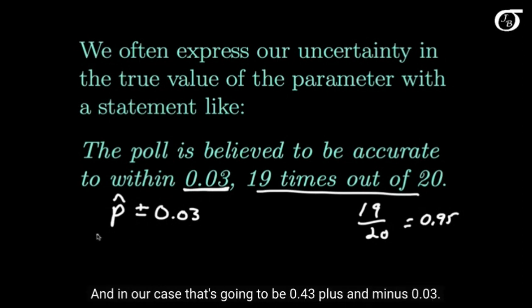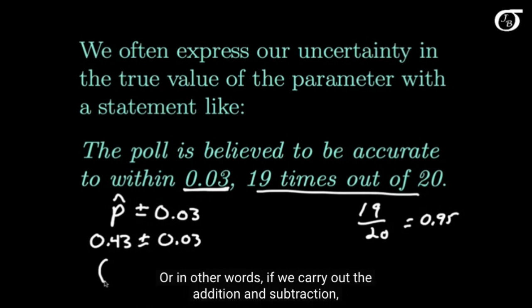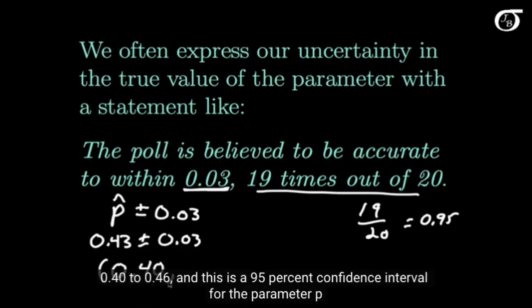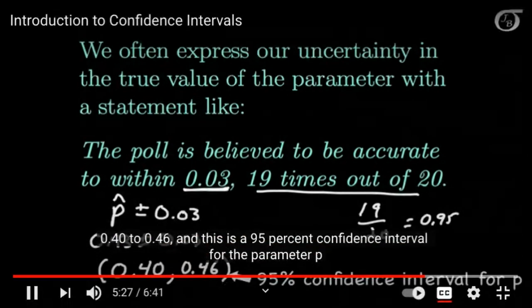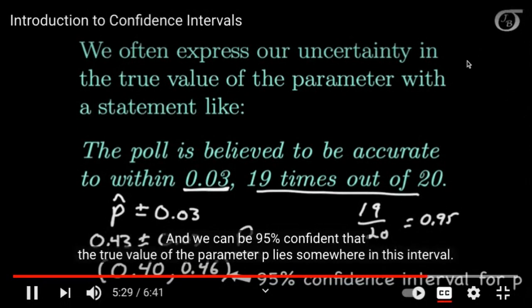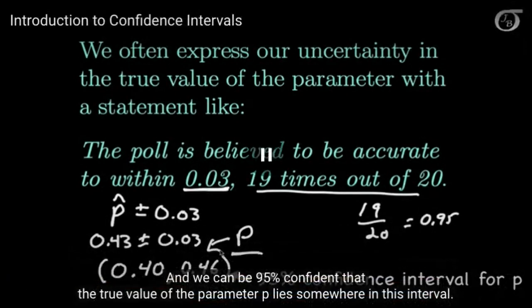In our case, that's going to be 0.43 plus and minus 0.03, or in other words, if we carry out the addition and subtraction, 0.40 to 0.46. And this is a 95% confidence interval for the parameter P. And we can be 95% confident that the true value of the parameter P lies somewhere in this interval.